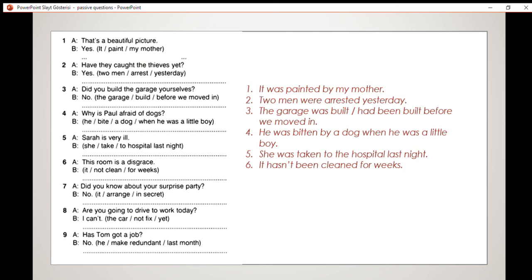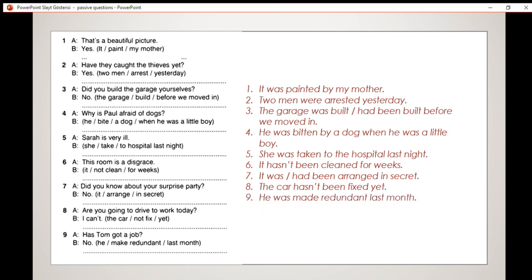Did you know about your surprise party? No. It was arranged in secret, or it had been arranged in secret. Again, had been is past perfect. Again, we will talk about it later, not now. 8. Are you going to drive to work today? I can't. My car hasn't been fixed yet. And the last one. Has Tom got a job? No. He was made redundant last month.